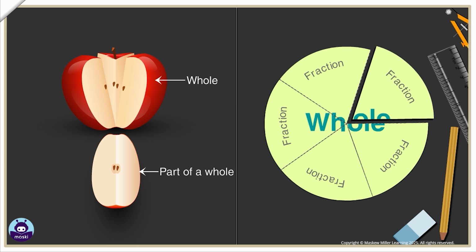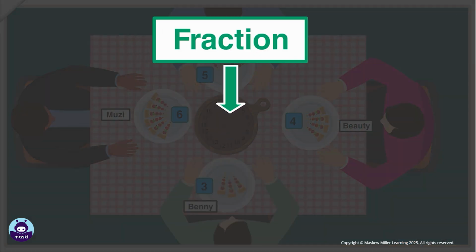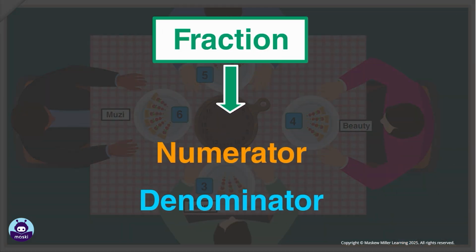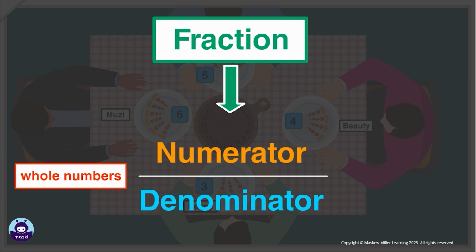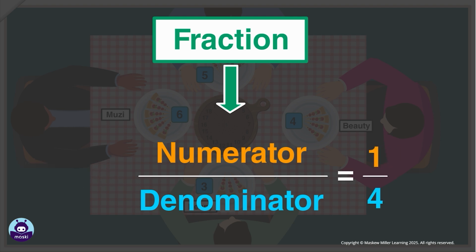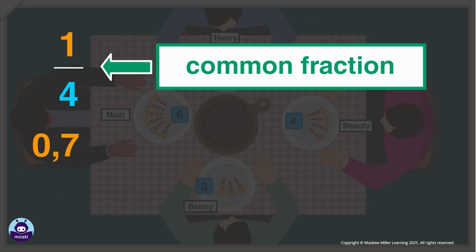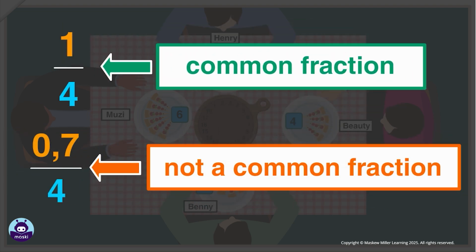Recall that a fraction is a part of a whole. It is made up of a numerator and a denominator that are separated by a horizontal line. In a common fraction, both the numerator and denominator are whole numbers. 1/4 is an example of a fraction. 0,7/4 is not a common fraction.